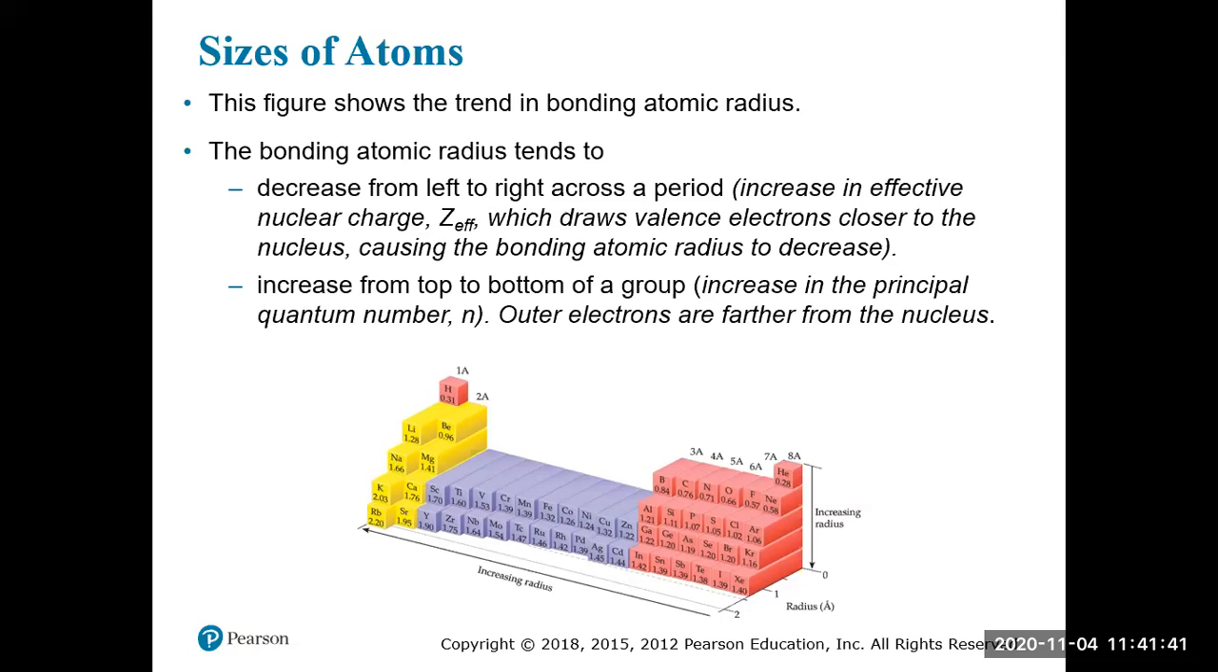So what we see is a change in size, that there is periodicity to it, and we see that it's linked back to effective nuclear charge and then increasing quantum numbers.